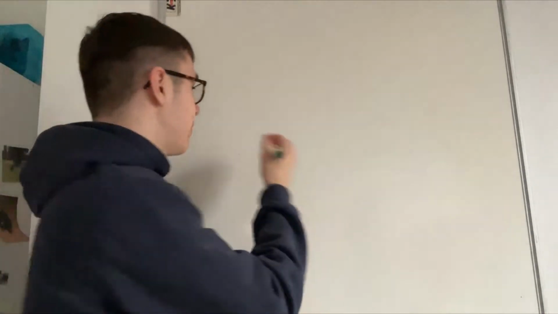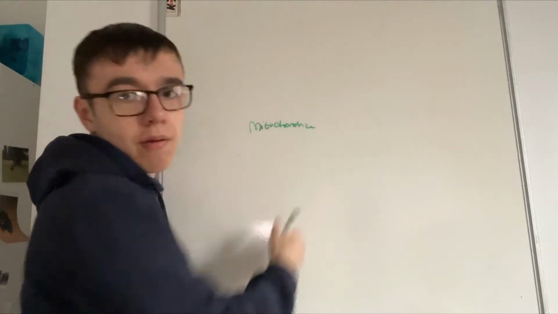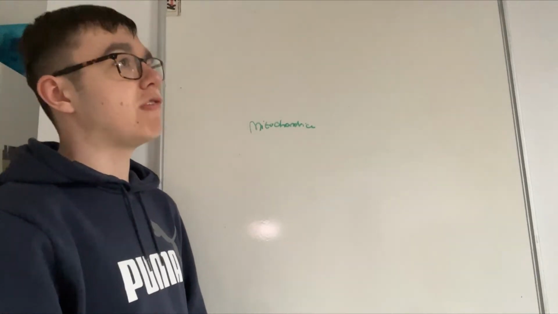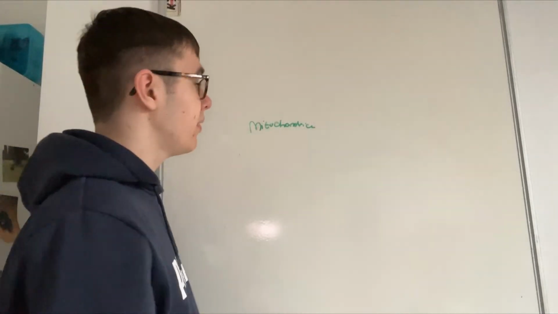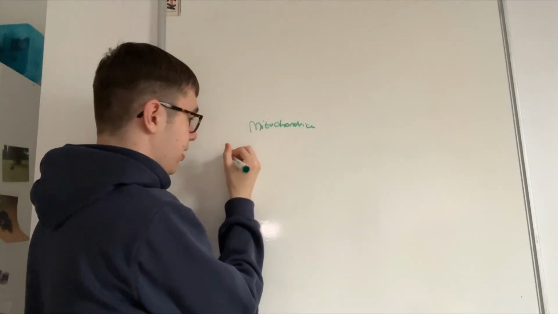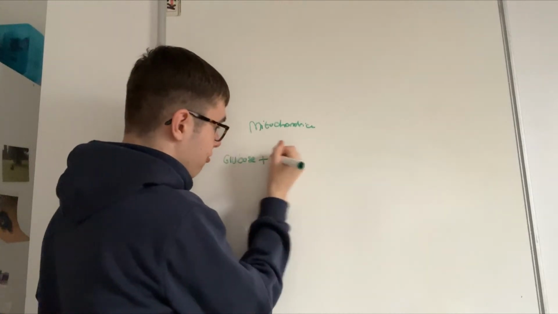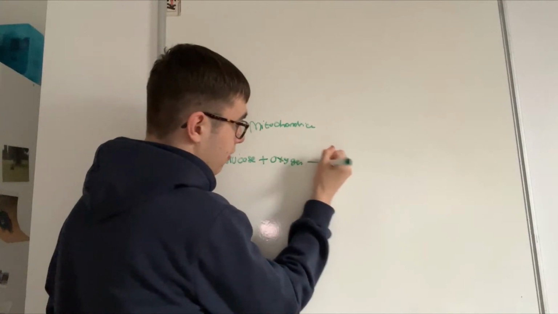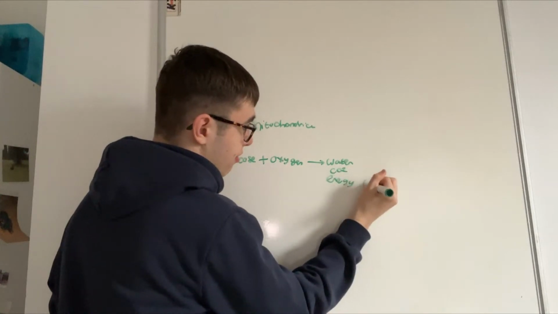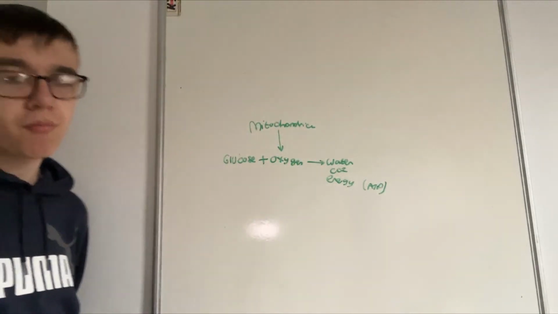Now, an important thing to remember about the mitochondria is that the mitochondria releases energy. It does not create or produce energy. It releases energy via respiration. Okay? So remember, respiration, the equation for that, if I'm not mistaken, is glucose plus oxygen, and we get water, CO2, and energy, or ATP. And that is how the most energy is created.